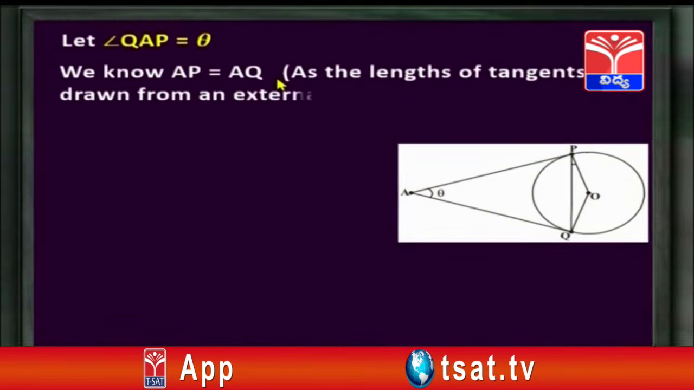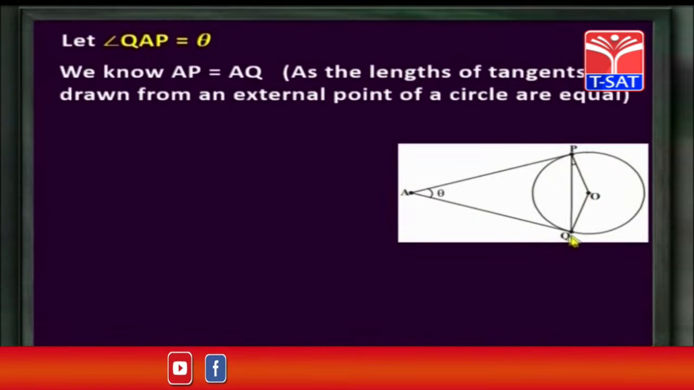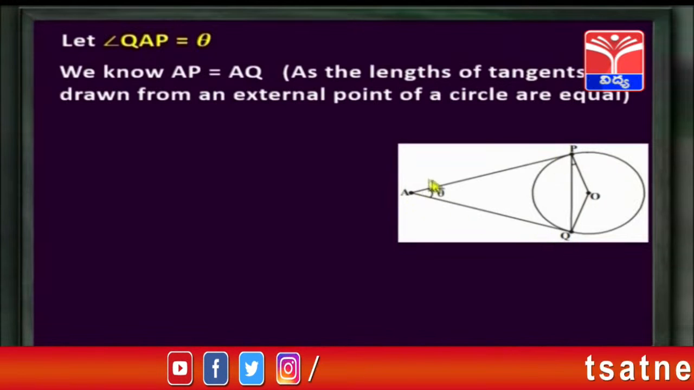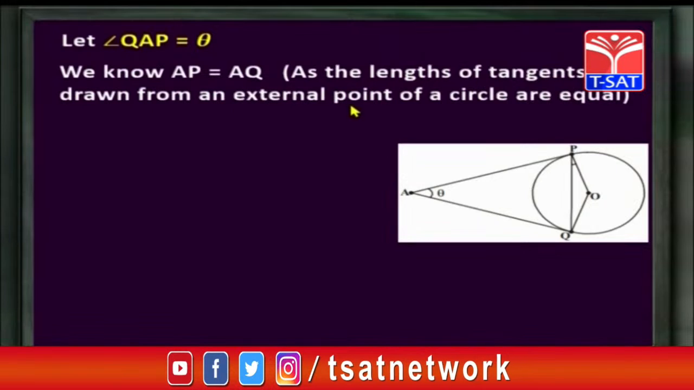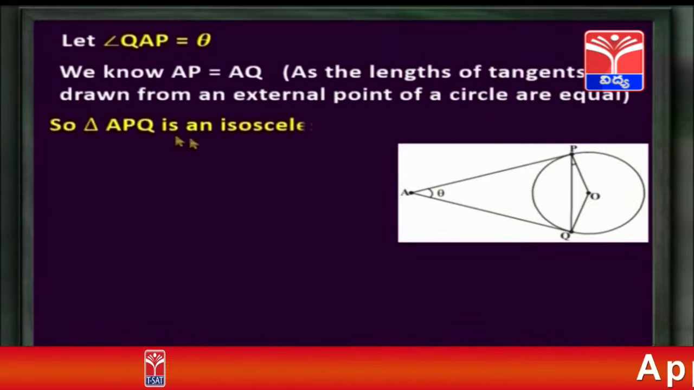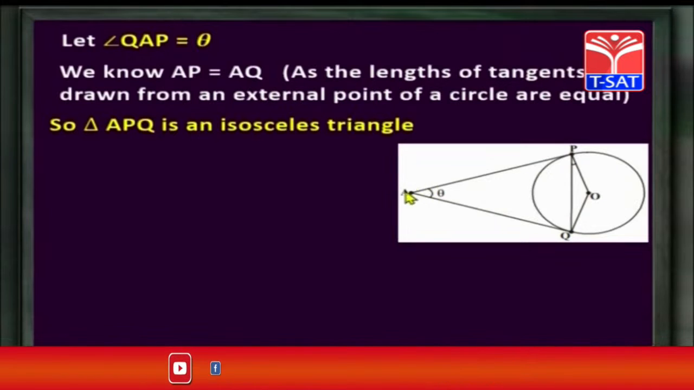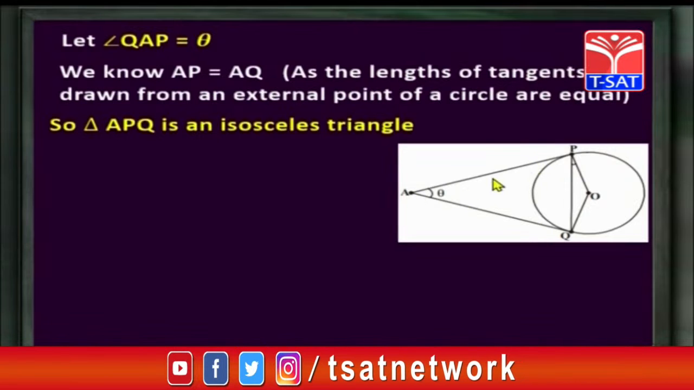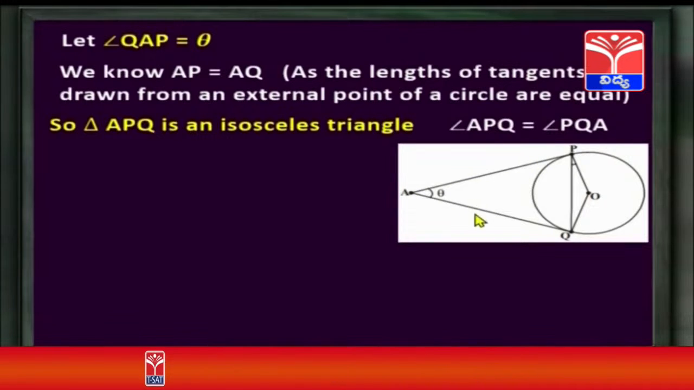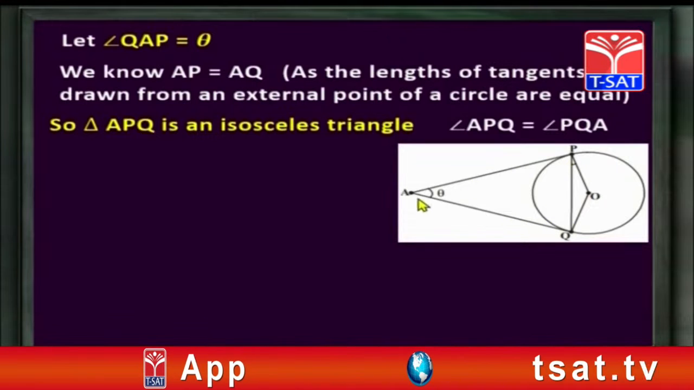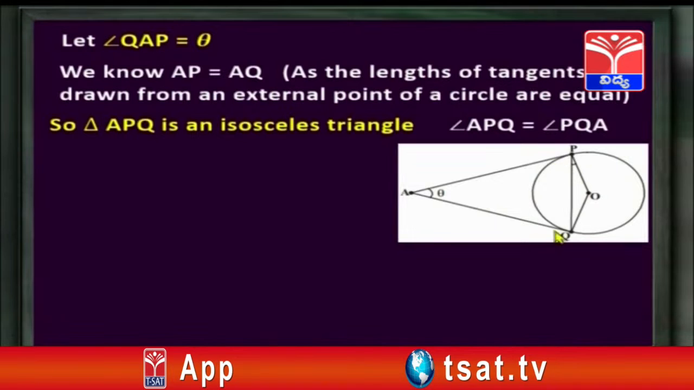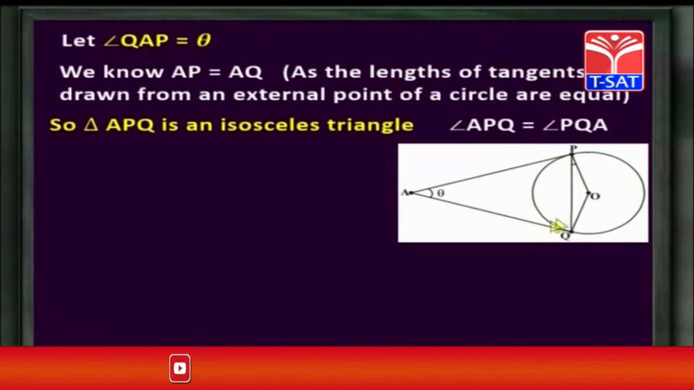We know AP is equal to AQ. Why are they equal? Because the lengths of tangents drawn from an external point of a circle are equal. So, triangle APQ is an isosceles triangle. Why is it an isosceles triangle? Because AP and AQ both are equal. So, I can say if two sides are equal, then their opposite angles are also equal. I can say angle APQ and angle AQP are equal.